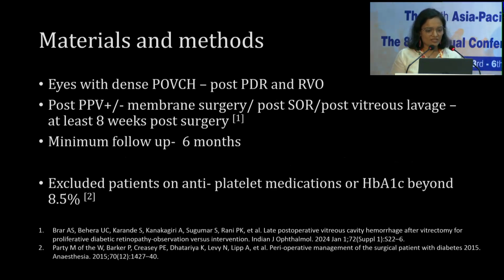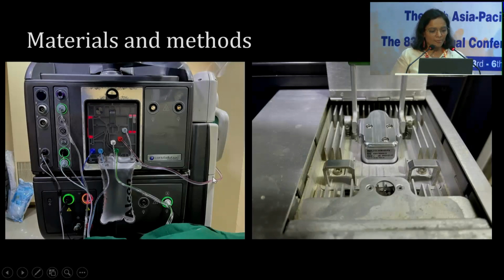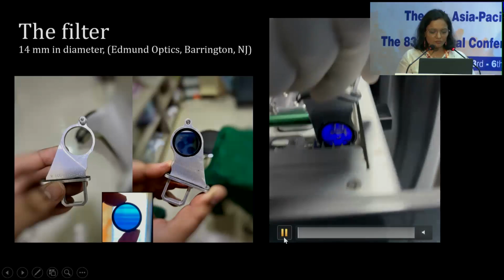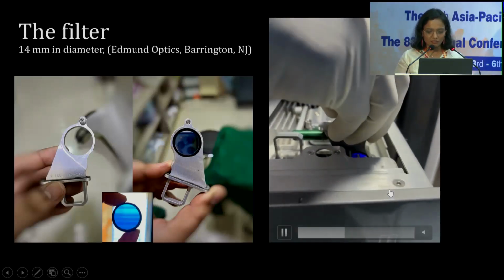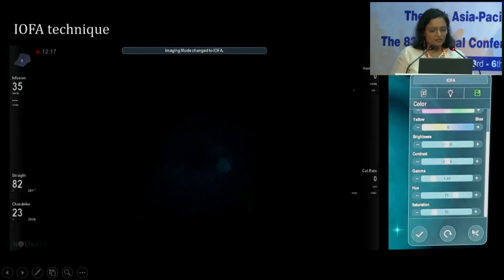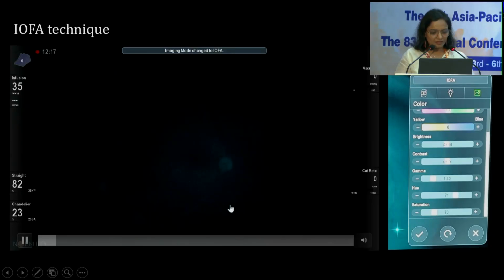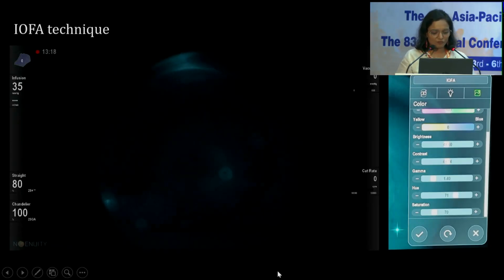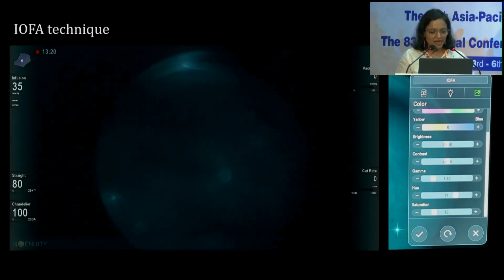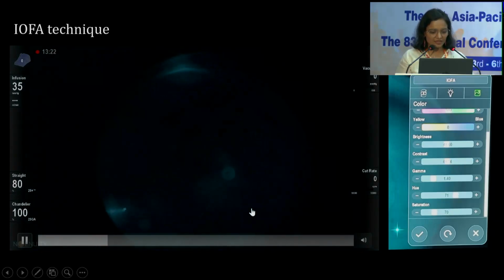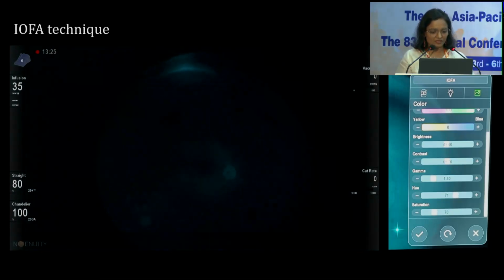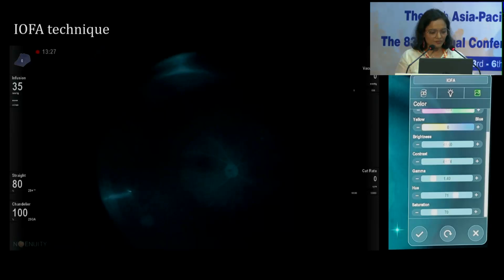Eyes with dense POVCH post vitrectomy for PDR or RVO were included with a minimum follow-up of 6 months. This is the accessory light holder in the Constellation Vision system, and we fitted a blue filter of 14 mm diameter into it. So this is the technique of IOFA. We injected 2 ml of sodium fluorescein intravenously, and you can see the arterial and the venous filling times in this patient who is undergoing a vitreous lavage post PDR.